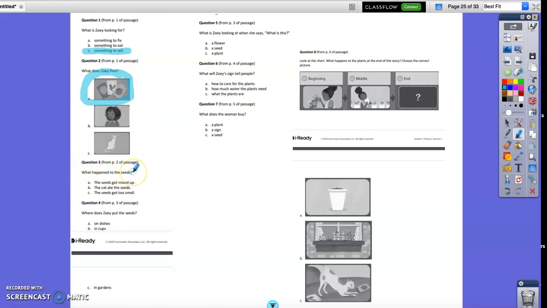What happened to the seeds? A, the seeds got mixed up. B, the cat ate the seeds. C, the seeds got too small. Did the seeds get small? No, I don't remember that happening in the story. Did the cat eat them? No, he didn't eat them. But what did happen? His tail hit it and they got what? Mixed up. Very good. Okay.